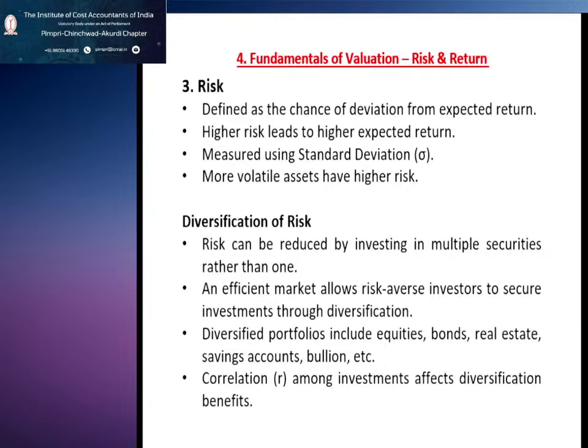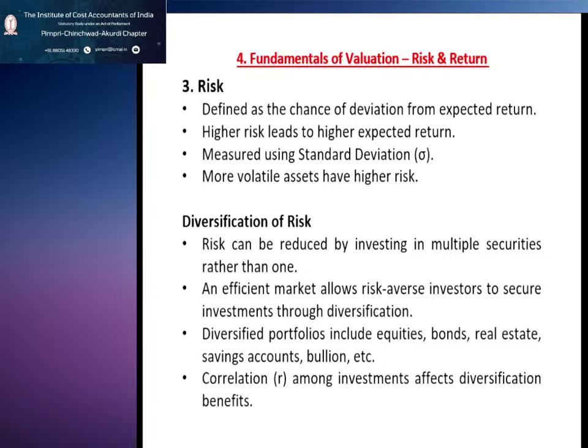If a particular scrip goes wrong, the performance of the other securities will counter the poor performance that happened in one of the securities. So that's what diversification is. Risk can be reduced by investing in multiple securities rather than one. An efficient market allows risk-averse investors to secure investments through diversification. The whole intent is that, because the investor is predominantly risk-averse, risk diversification gives such investors the courage to enter the capital markets or financial markets. Therefore an efficient market allows risk-averse investors to secure investments through diversification.